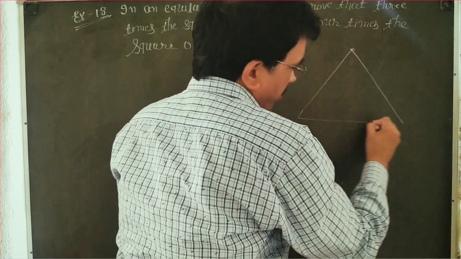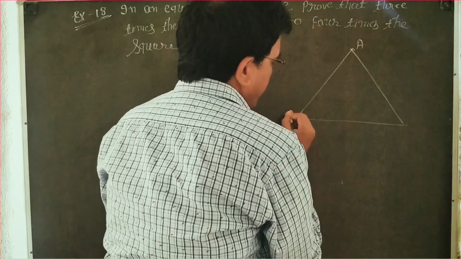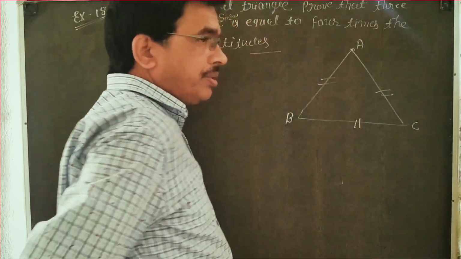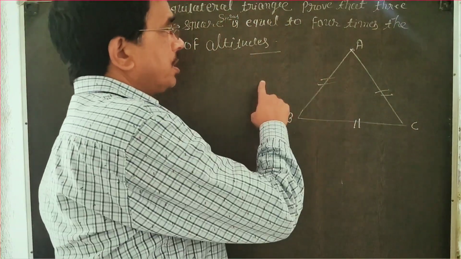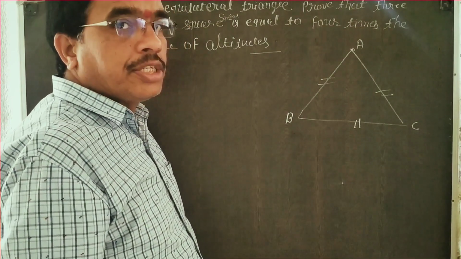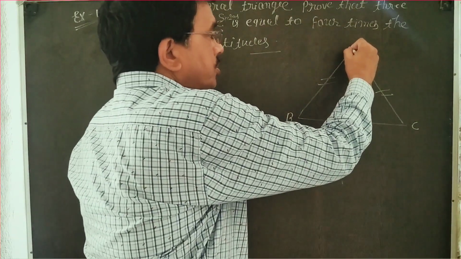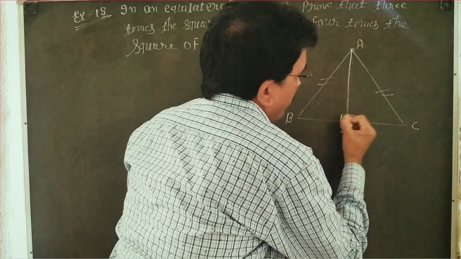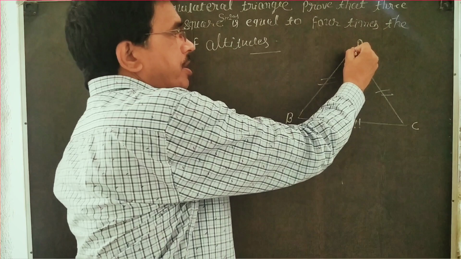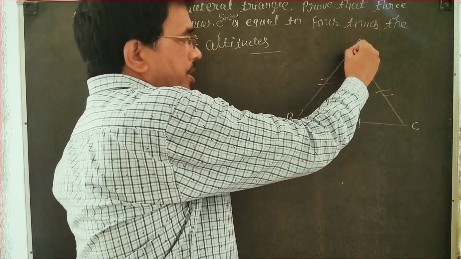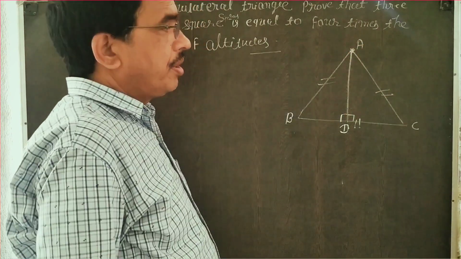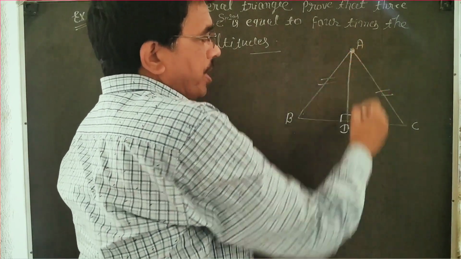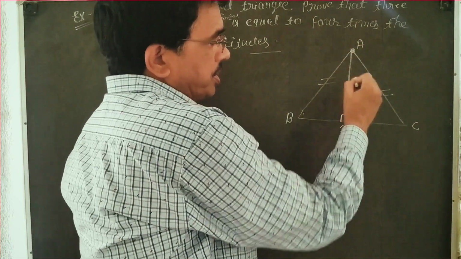So first we draw equilateral triangle ABC. All 3 sides are equal. Next, the relation between the sides and the altitudes. So first we draw the altitude. So altitude is AD. What is altitude? A line segment drawn from the vertex perpendicular to the opposite side. Altitude is a line segment of a triangle drawn from the vertex perpendicular to the opposite side.